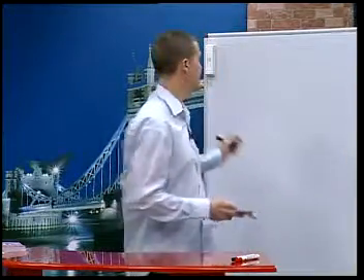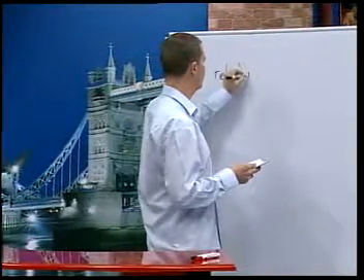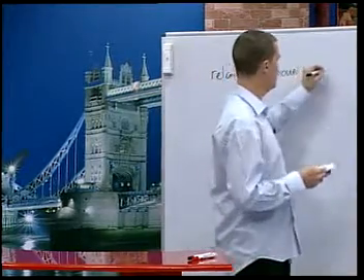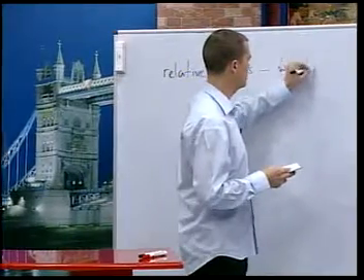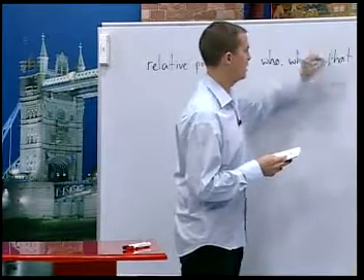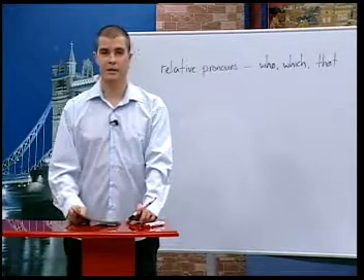An adjective clause uses relative pronouns to connect the dependent clause to the independent clause. Some examples of these are who, which, or that. They are our relative pronouns, the three that we've learnt. In the first sentence, who helped her carry her Christmas presents is the adjective clause, and it's introduced by the relative pronoun who. It modifies the noun woman.